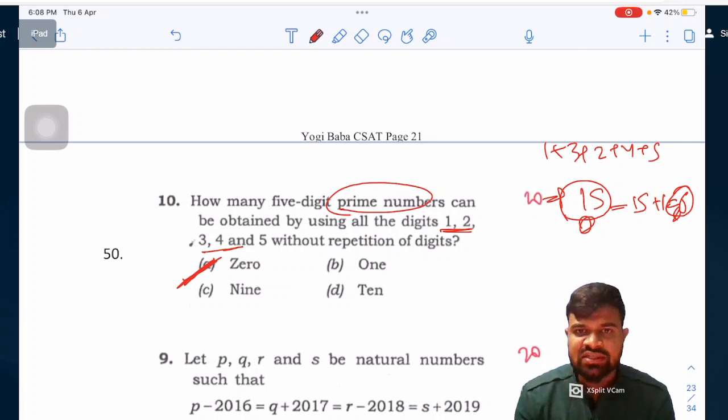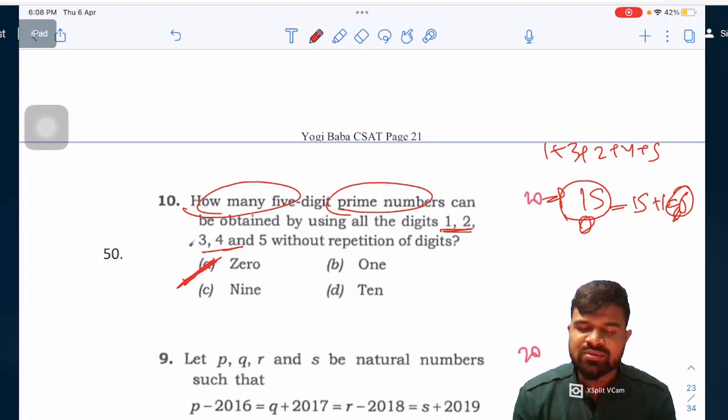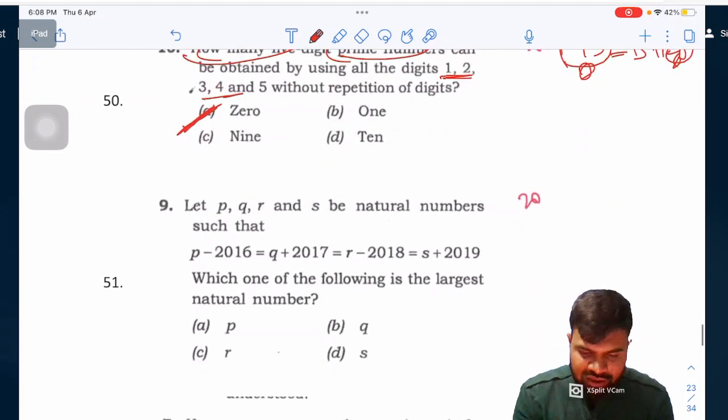We have to just check the divisibility or something like that, because there is no possible way to find how many five-digit numbers there are. There is no possible way to do this question otherwise. So UPSC is very smart, and we should be smarter than that.